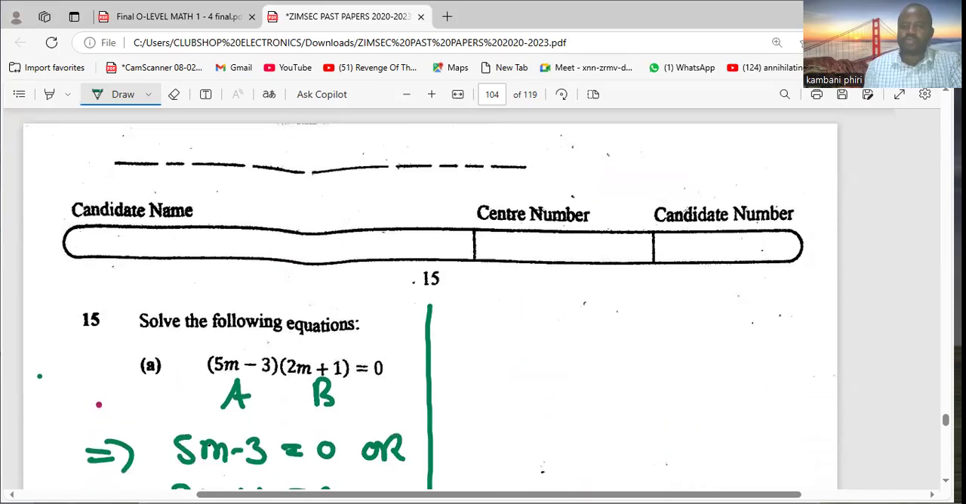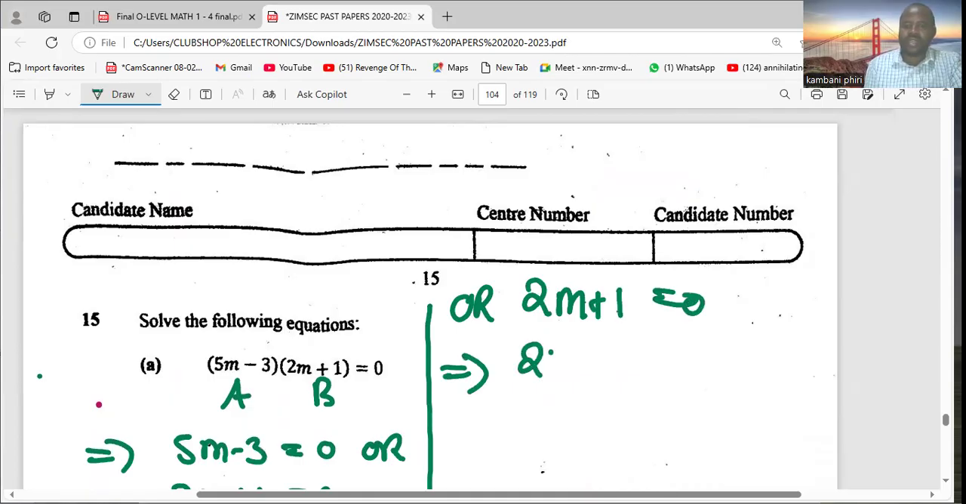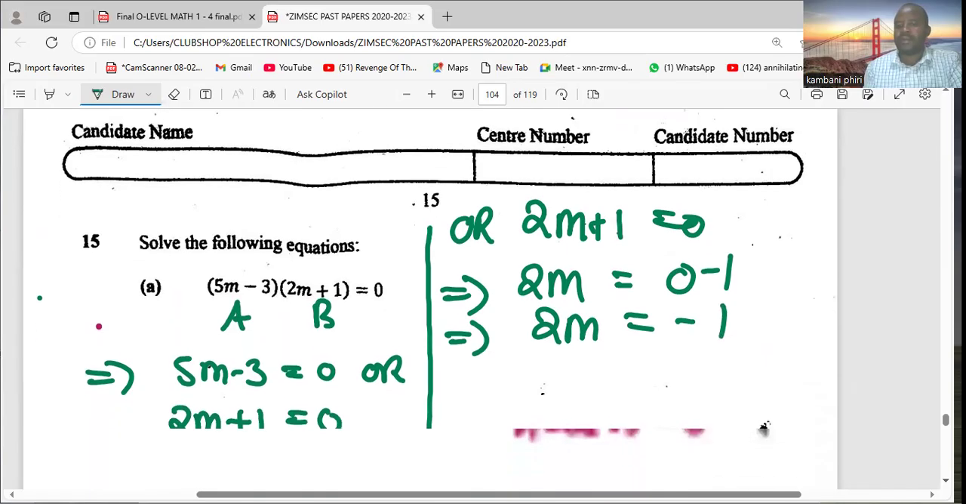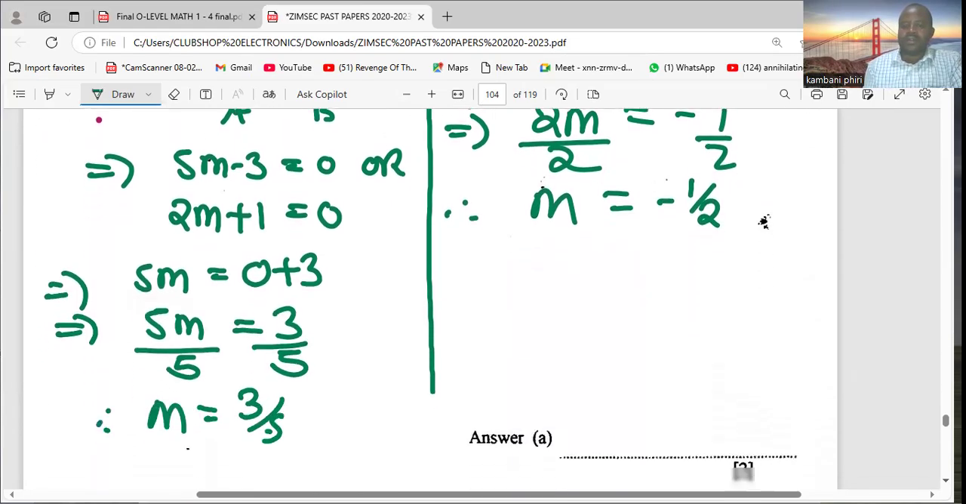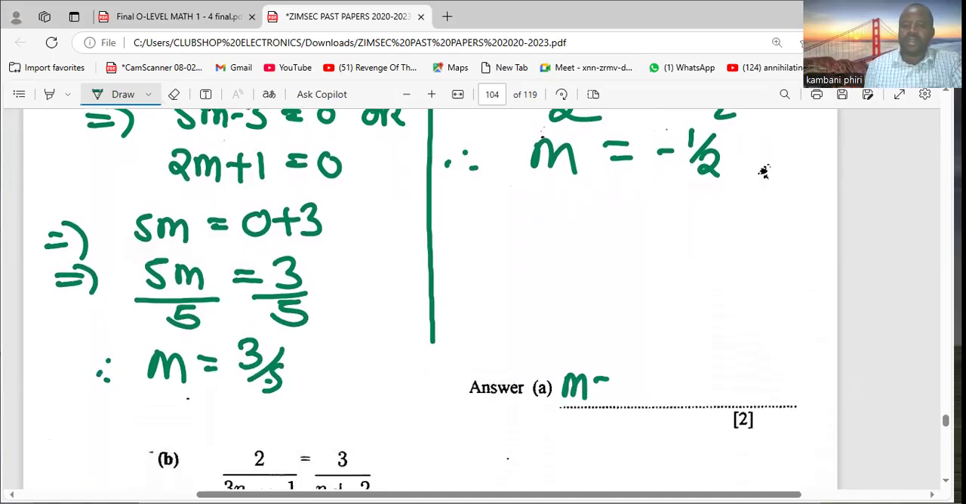Or 2m plus 1 is 0. This implies that 2m is equal to 0 minus 1. Therefore, 2m is equal to negative 1. Dividing both sides by 2, we have m is equal to negative 1 over 2. Okay, so we are saying m is equal to 3 over 5, or m is equal to negative 1 over 2.